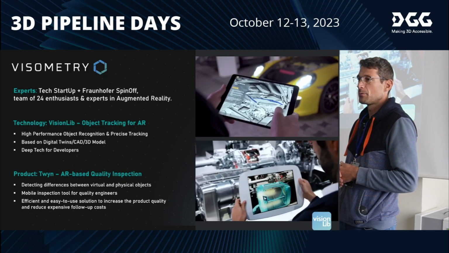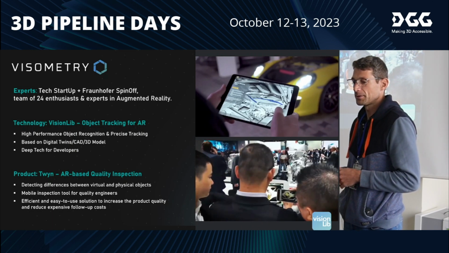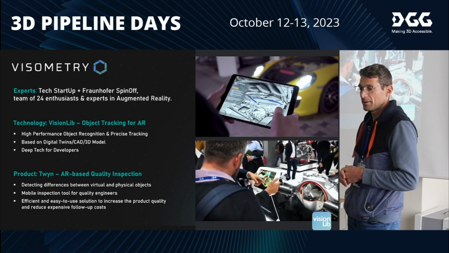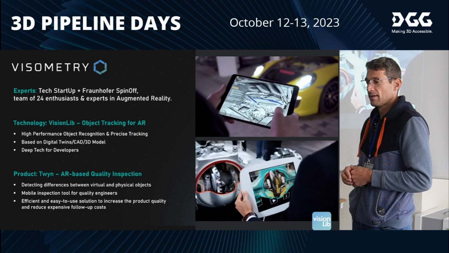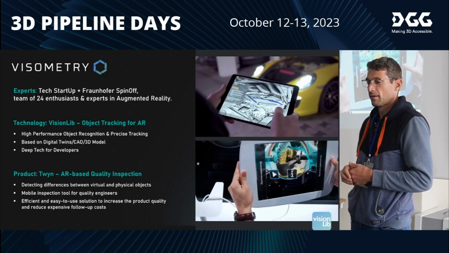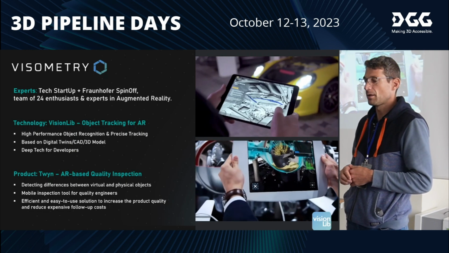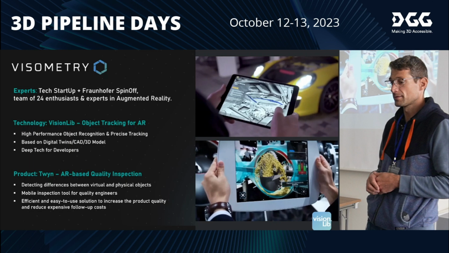The first one, which we started, was mostly the result of our Fraunhofer research, which is an augmented reality tracking system based on 3D CAD data. And on top of this technology, we created an end-user product for quality engineers, which can be used to identify differences between virtual and physical objects.